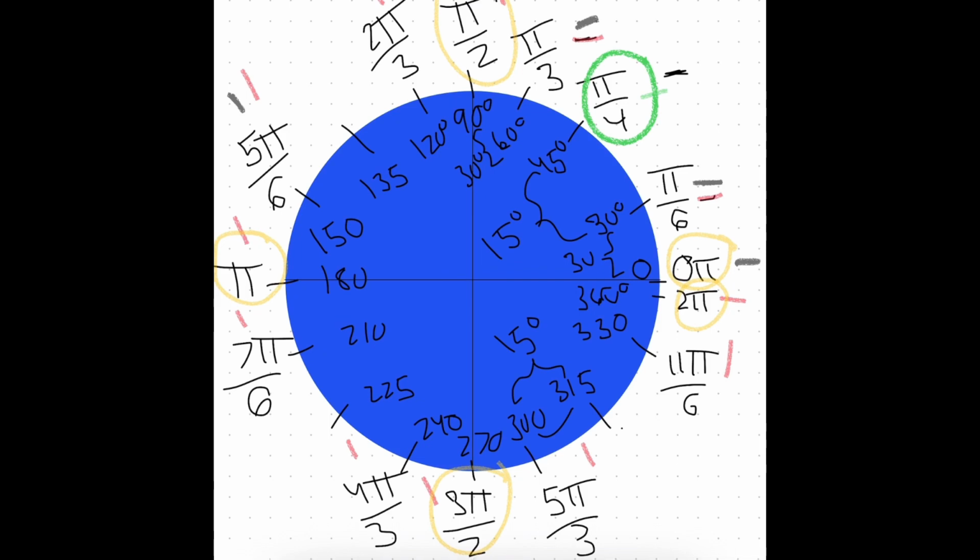And then so it'll be pi over 4, 2 pi over 4, and then 3 pi over 4, and then 4 pi over 4, which is the pi, and then 5 pi over 4, and then 6 pi over 4, which is the 3 pi over 2, which is circled in yellow, and then 7 pi over 4, and then 8 pi over 4, which is the 2 pi. And let me label, this is the pi over 4 group.